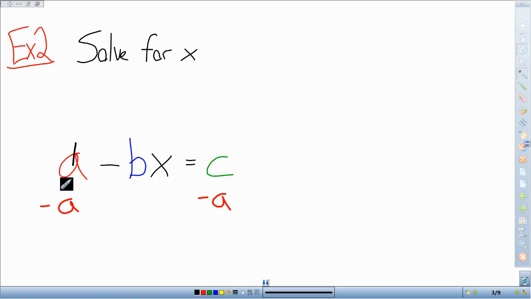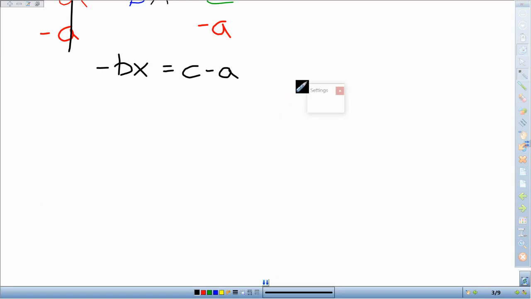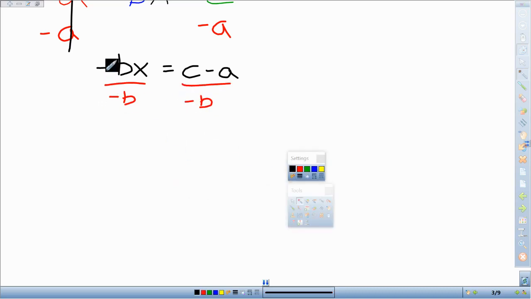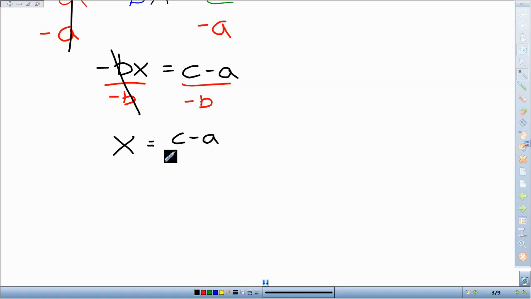So they're gone. We have a minus b times x. On the right-hand side, c minus a. Again, can't actually subtract that, so we're just going to write it c minus a. Now we can solve for x. It's being multiplied by a minus b, so we are going to divide by a minus b on both sides. So they're gone, and I got x equals c minus a over negative b.